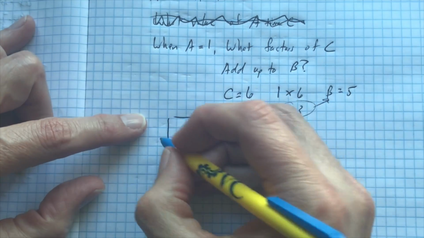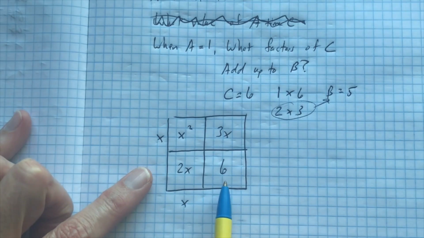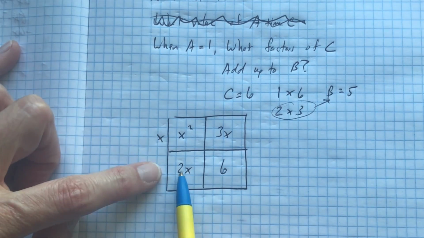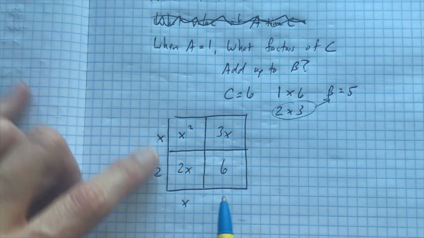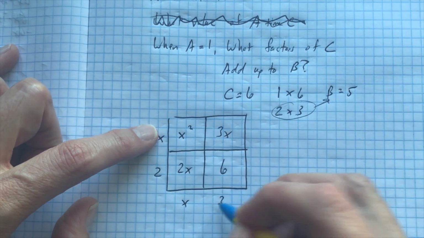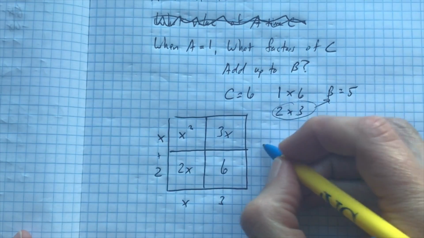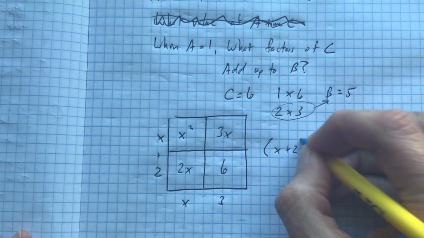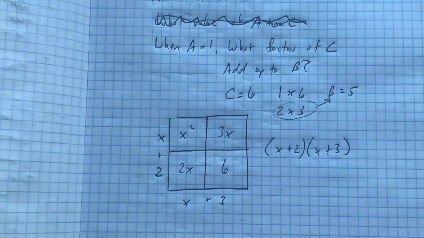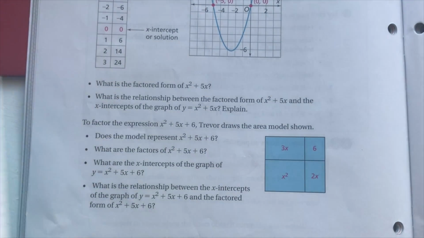Well, x times x is going to give us that. And then obviously we can see, well, x times what gets 2x, x times 2 here. And then we have our x times what gets us 3. So you can see that, there it is. This basically would be factored as x plus 2 times x plus 3. You see how that works? And so this is what they're asking us to do for today.